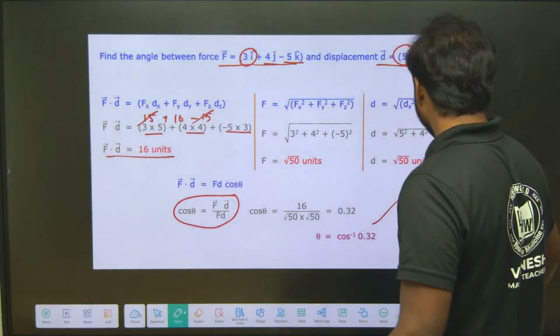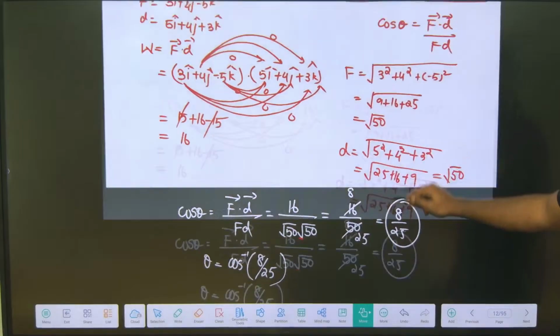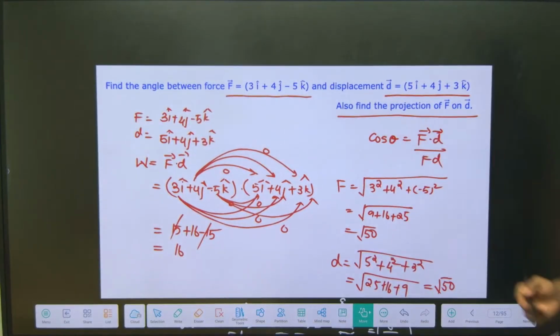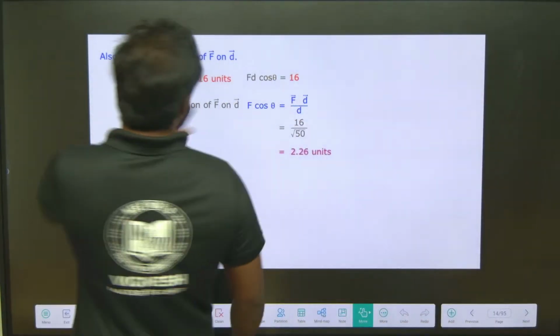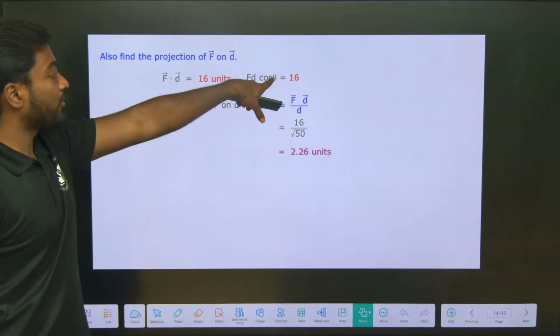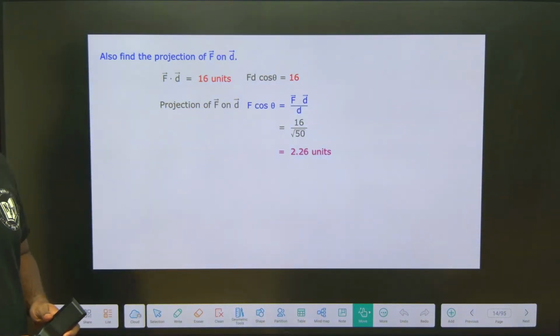So next one, what is the question? The next question was also to find the projection of F on D. So F dot D is 16 units, FD cos theta is 16, because the angle between them.